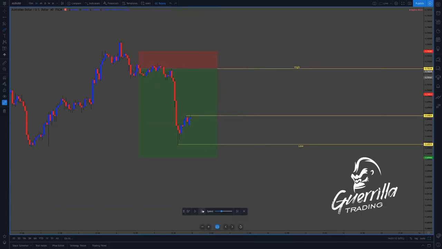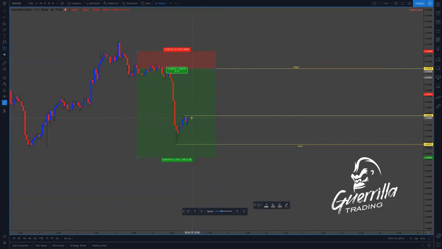So as you can see now, it has taken out the high, and there's our red candle. So I would now be in this position, and I will be scaling in. Why would I be scaling in? Because my first position is at break even or better. So now I have only 1% risk on the table.